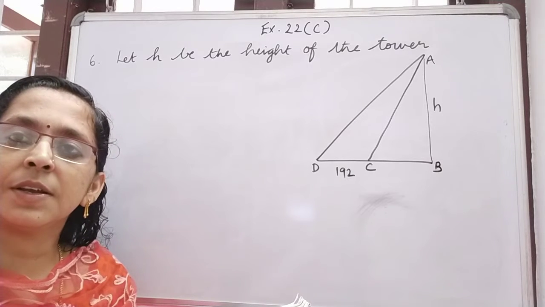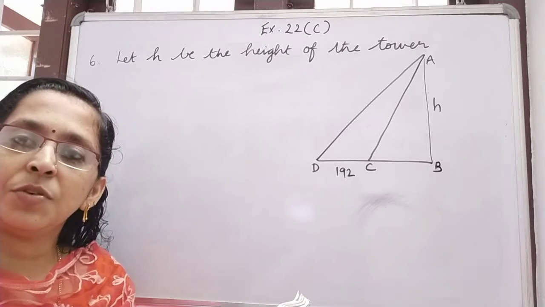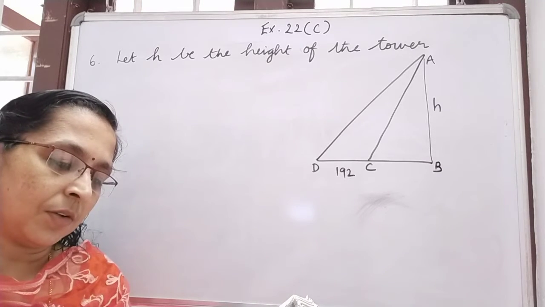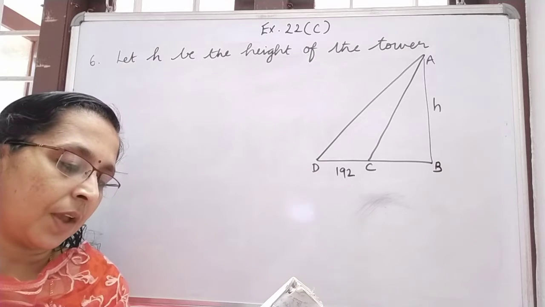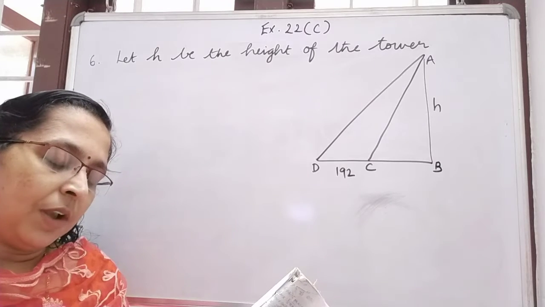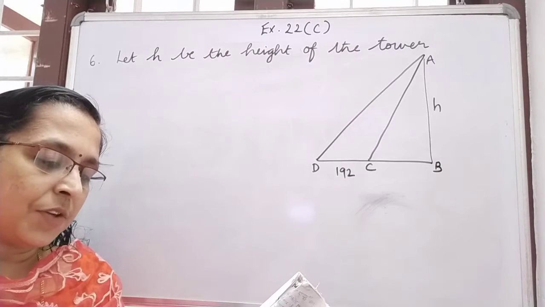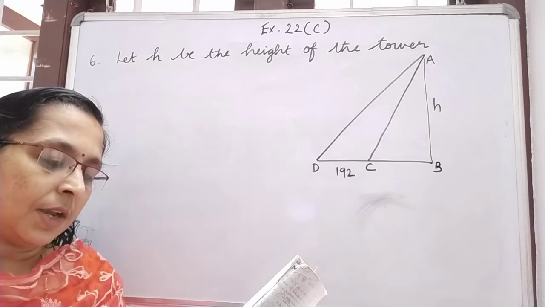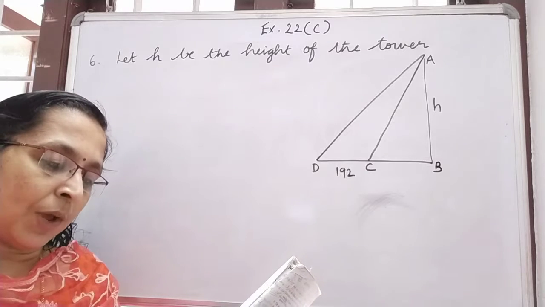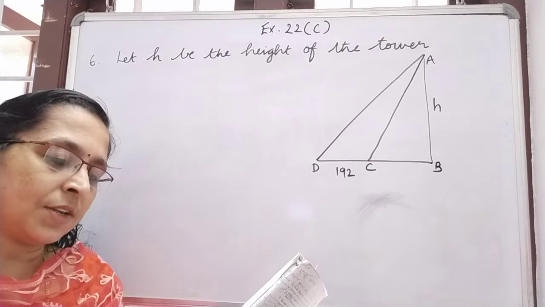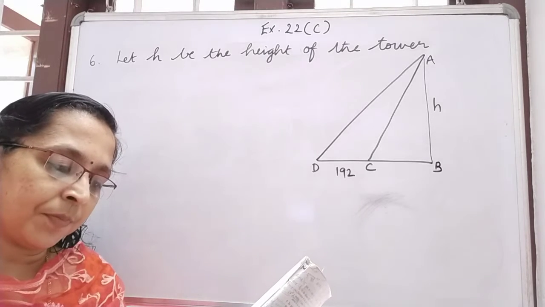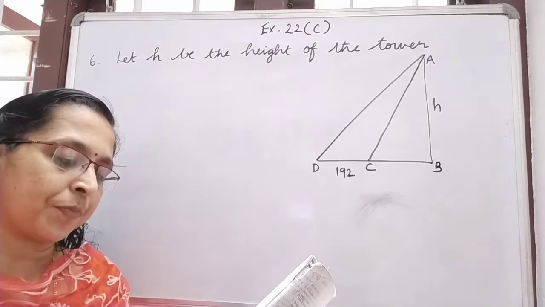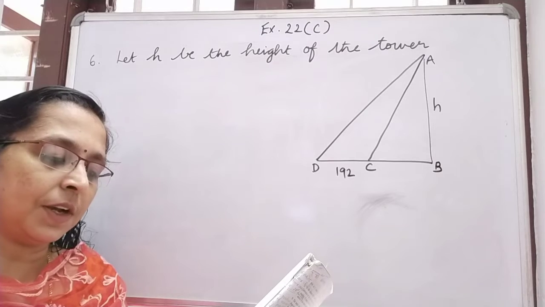Hi everyone, we can continue chapter 22, heights and distance, exercise 22C, question number 6. At a point on level ground, the angle of elevation of a vertical tower is found to be such that its tangent is 5 by 12. On walking 192 meters towards the tower, the tangent of the angle is found to be 3 by 4. Find the height of the tower.